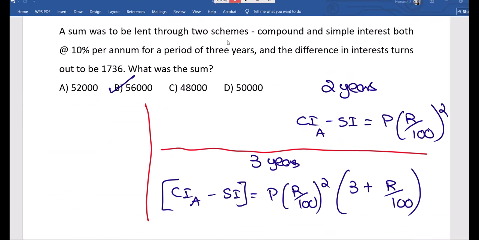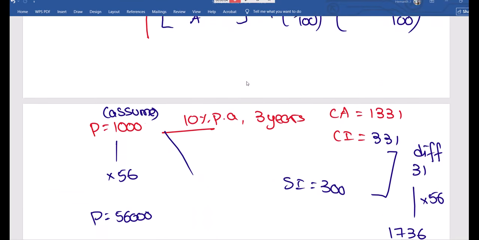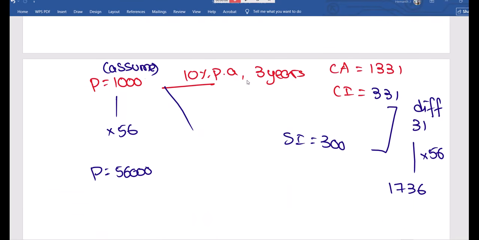Any doubts in this, please? Multiplied by 56, that factor is what? 1736 is already given in the question. We got 31, they gave 1736. Divide that one, we got the factor 56. Then multiply with 56, we'll get the answer.